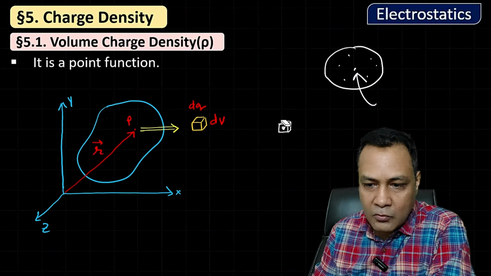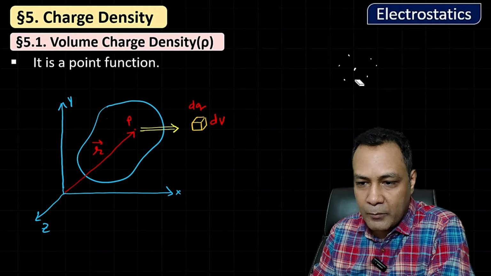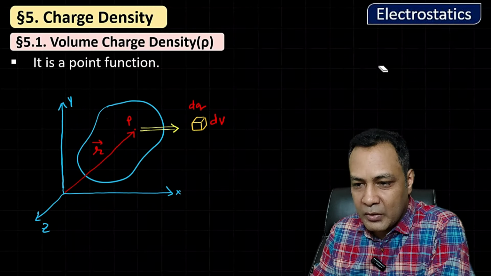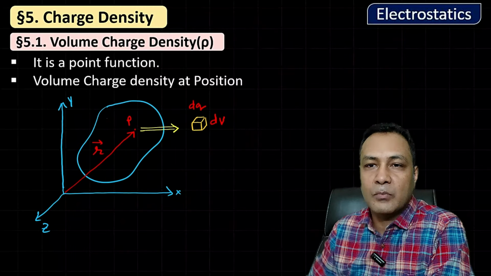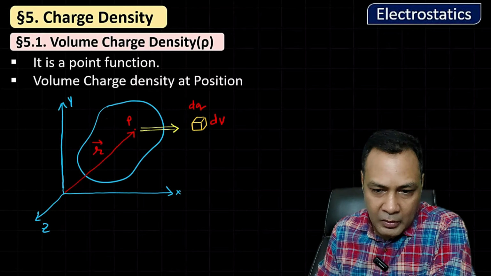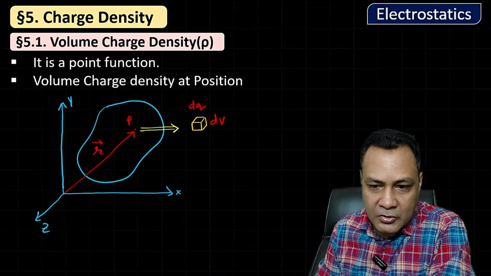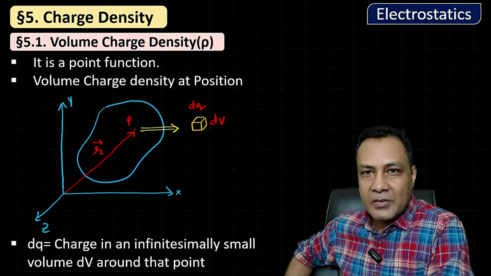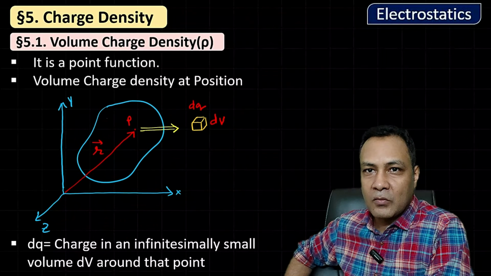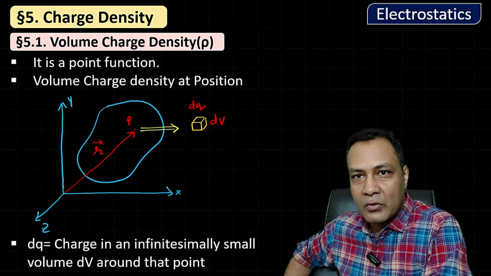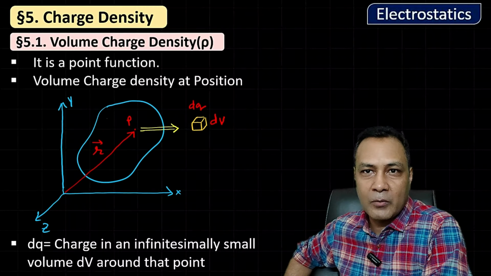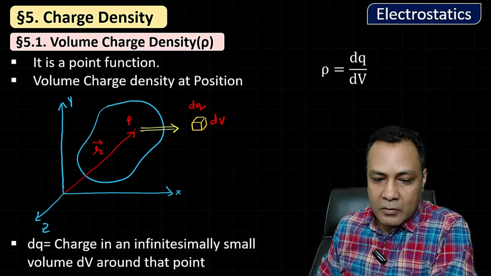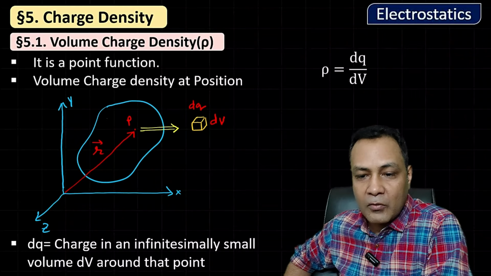So we want to define charge density at point P. Suppose in the neighborhood of that point P, a very small infinitesimal volume dV is there. In that volume, if there is a charge dq, then we say that the volume charge density at the point P is the charge contained in that infinitesimal volume around that point, that is rho equals dq by dV. So that is the definition of volume charge density.